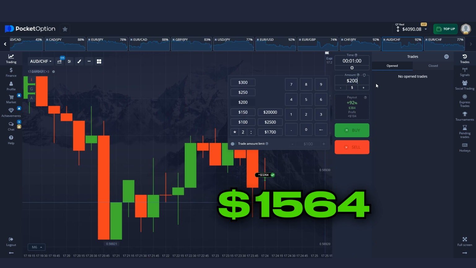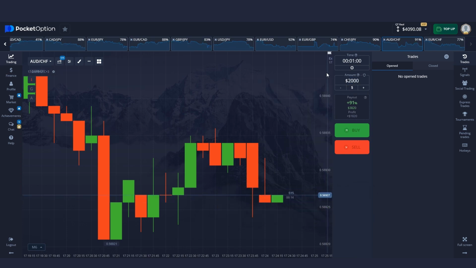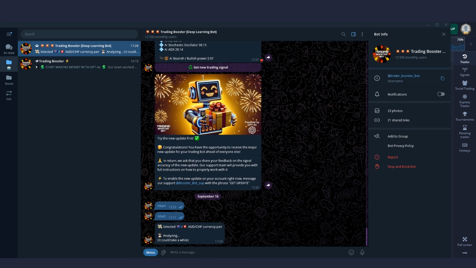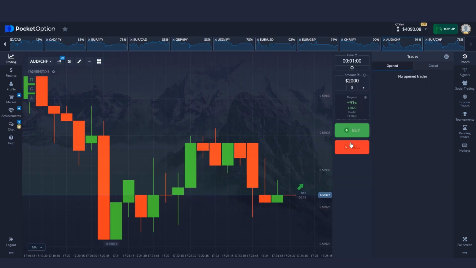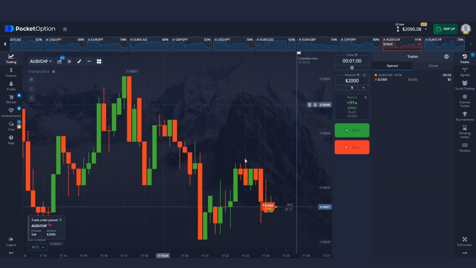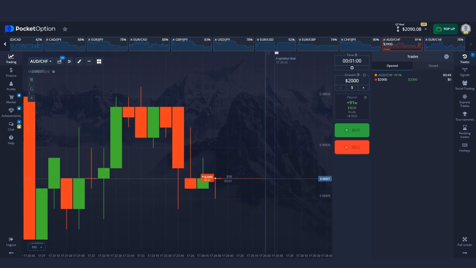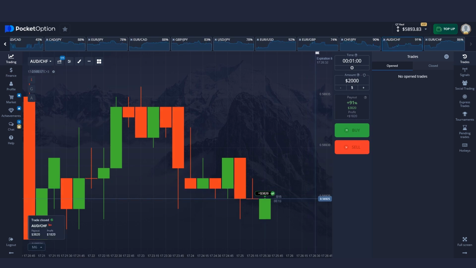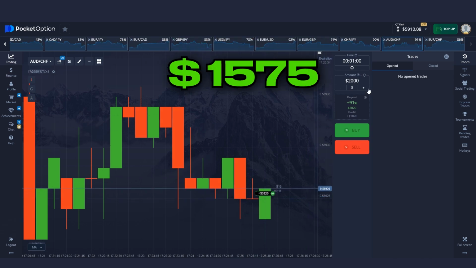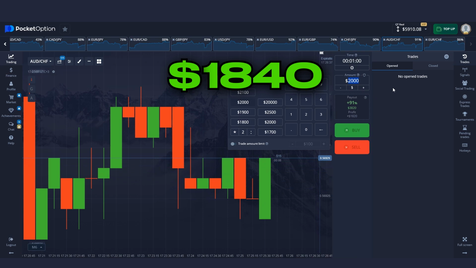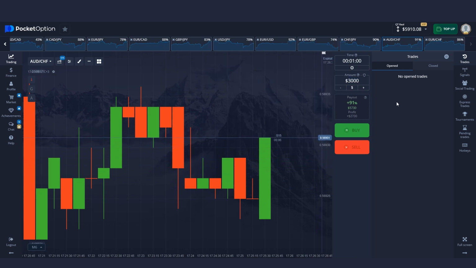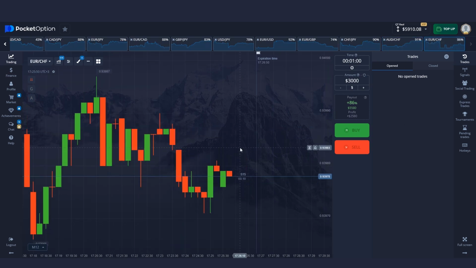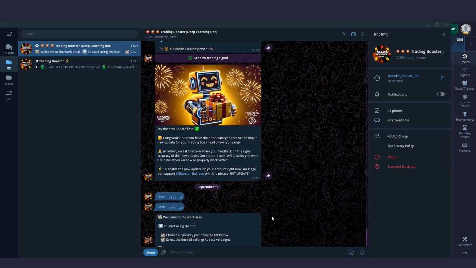I will open the next deal for $2,000 again on the same currency pair. I get a sell signal again, which means the downtrend is continuing. Another good trade brings me $1,800, and the next trade I am ready to open for $3,000. Already the amount on my balance is twice what it was initially. I will change the currency pair to Euro Swiss franc. I think this currency pair will be a little safer.